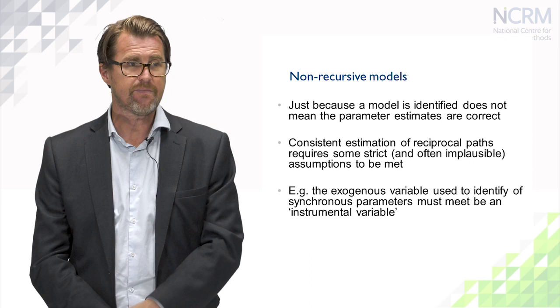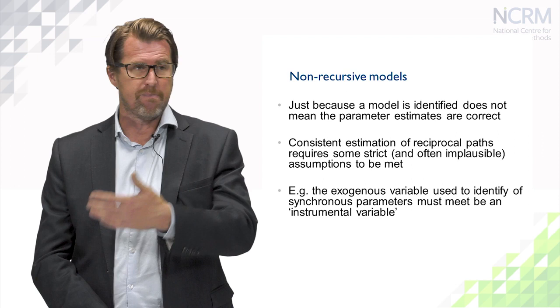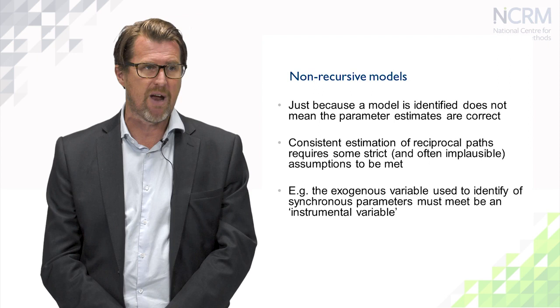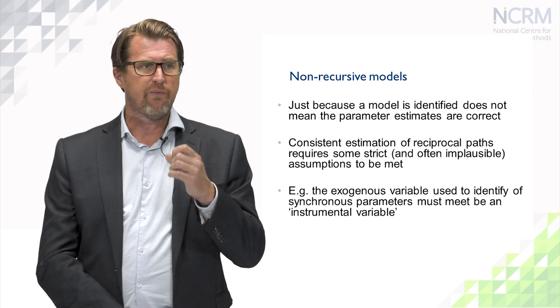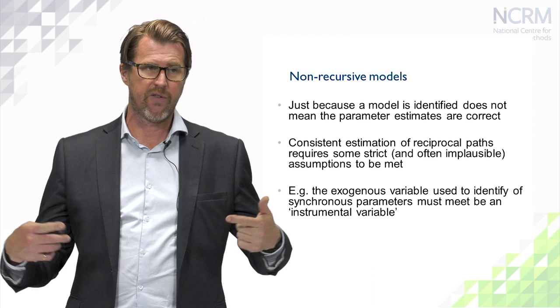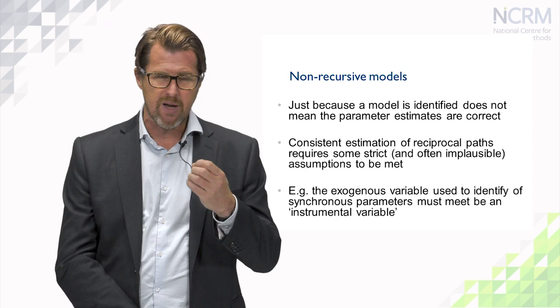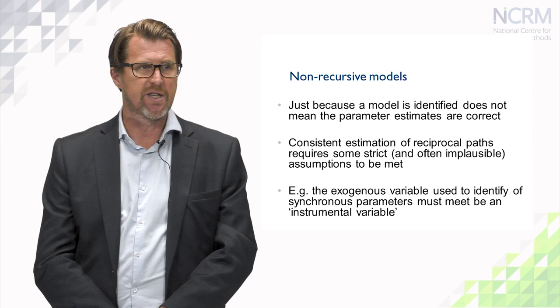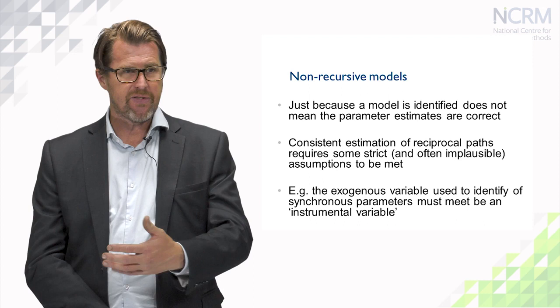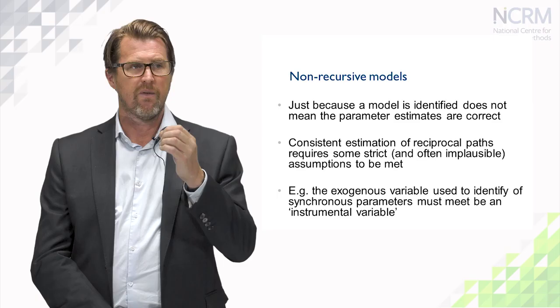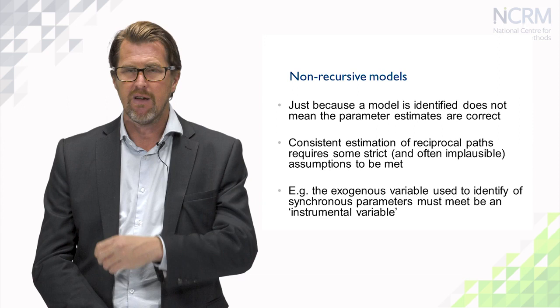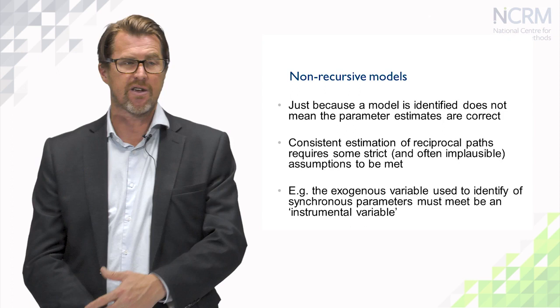So, as I said, if we have a model, it may be empirically identified, but that doesn't mean necessarily that we can trust the parameter estimates. And in particular, if we want to have unbiased and consistent estimates for reciprocal paths, these are when we have arrows running between two variables in a model, we have to make some quite strict and some would argue often implausible assumptions about the variables in the model. So in particular, in this sort of context with reciprocal effects, we need to assume that we have some exogenous variables in the model that we can treat as instrumental variables. And this is another important idea for understanding and implementing this kind of non-recursive model, the idea of an instrumental variable.